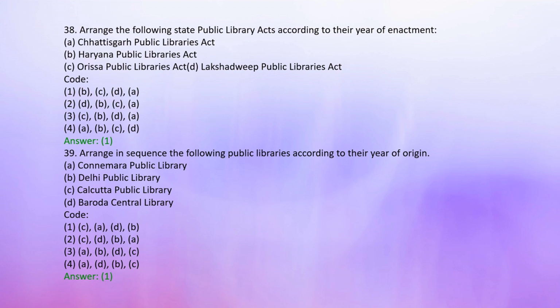Number 39. Arrange the sequence of following public libraries according to their year of origin. First A. Connemara Public Library, B. Delhi Public Library, C. Calcutta Public Library, and D. Baroda Public Library. And correct arrangement is number 1, means first of all C. Calcutta Public Library, then A. Connemara Public Library, then D. Baroda Central Library, and last Delhi Public Library.